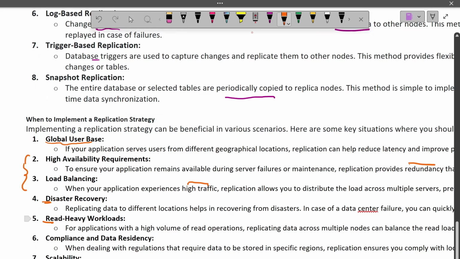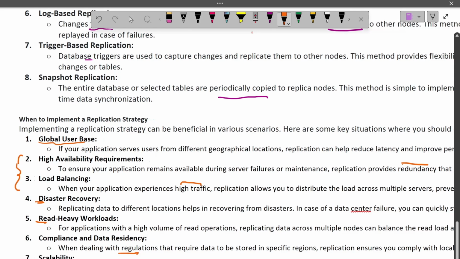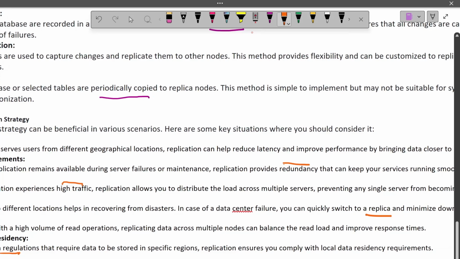Fifth point, read heavy workloads. We also covered read replicas, right? If there are read heavy workloads, we'll do master-slave replication, and our problem is solved. Compliance and data residency: companies with stricter regulatory compliance policies also require the data to be stored in different regions.